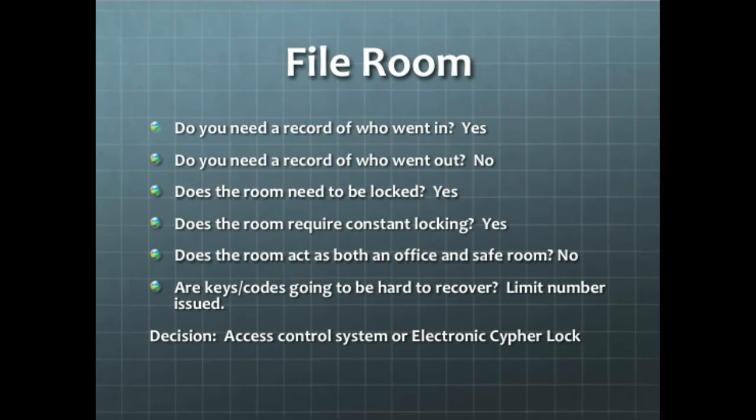Are the keys and codes going to be hard to recover? Well, there'd be a limited number of people going in, so I didn't see that as an issue. But the other things, that history was the big one. So an access control system that we studied last week, or an electronic cipher lock, which we studied the week before, both collect a history that I can go back to. With the access control system, I just need to go to my host, sit down at that laptop, PC, server, whatever, and ask when people went in and out, and it will print me a report. Or with a cipher lock, I can attach a device to it, and I can look and see when people went in and out. It will download a report. That's what I used for the file room because I needed that history. That was my decision point.